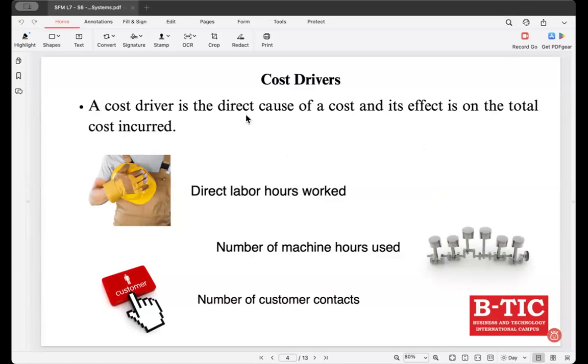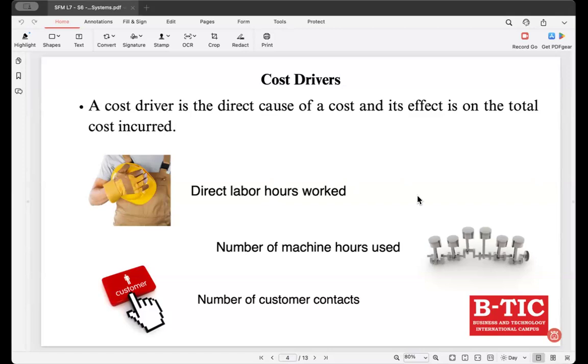A cost driver is the direct cause of a cost and its effect on the total cost incurred, meaning they are the factors that cause a business's cost to increase or decrease. They are the ones that trigger the increase or decrease of a business cost. For example, we have labor hours worked. If you work for more hours, you're going to get paid more. If you work for less hours, you're going to get paid less. So labor hours worked is a cost driver.